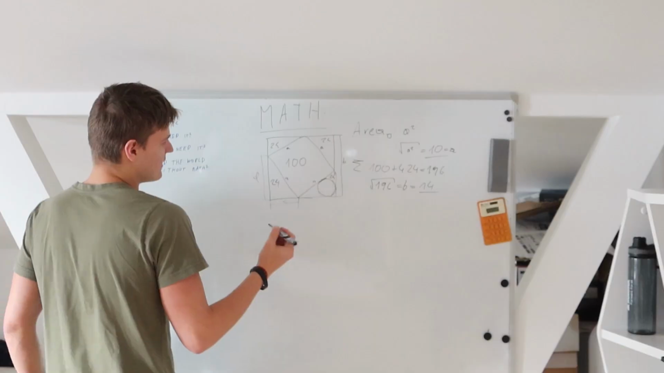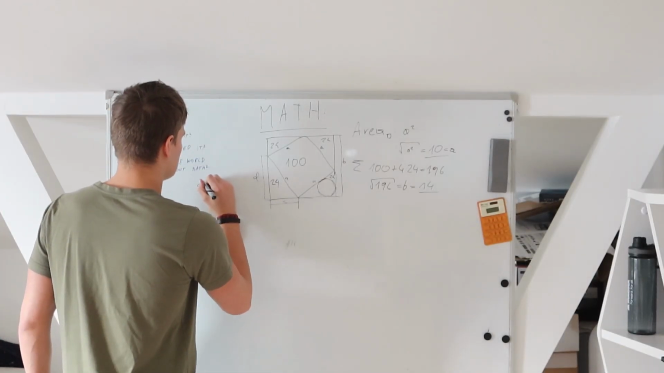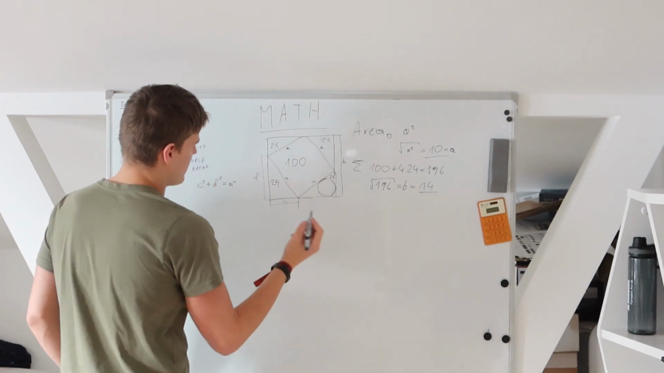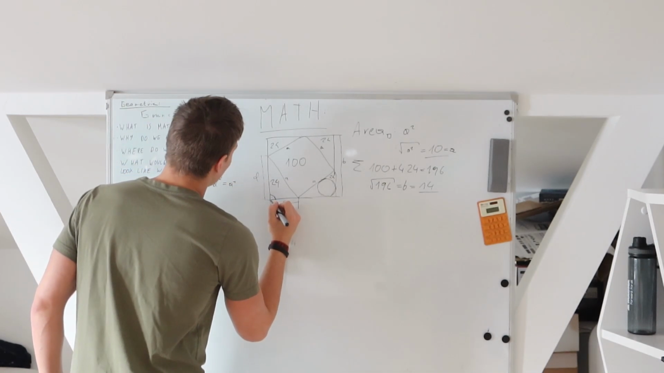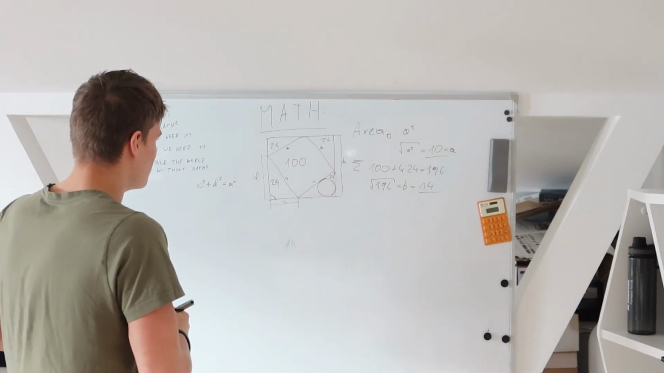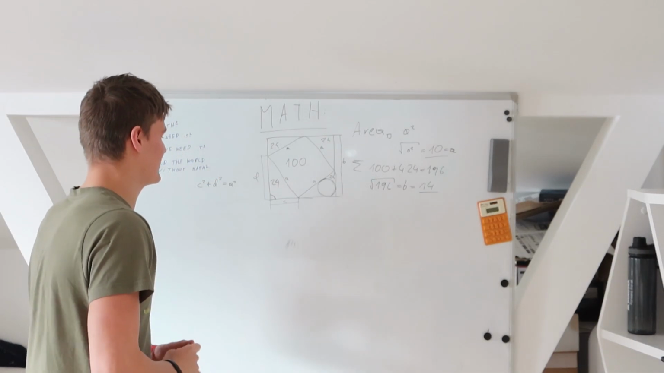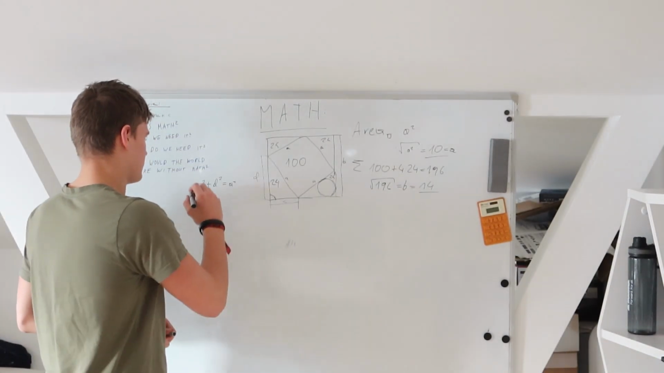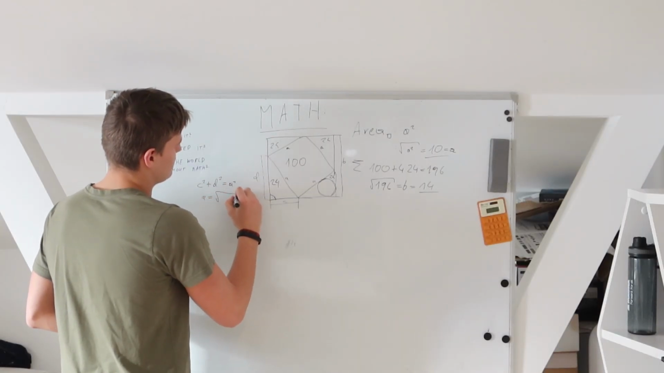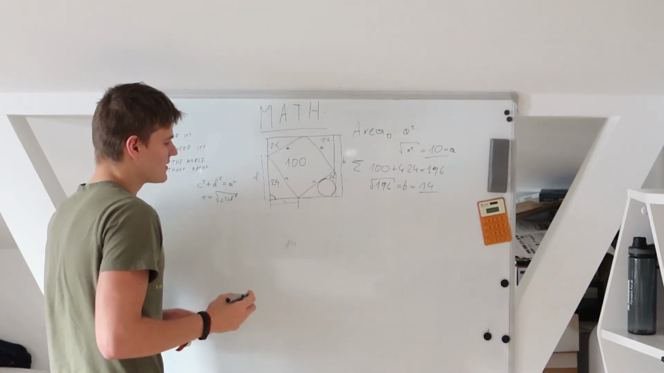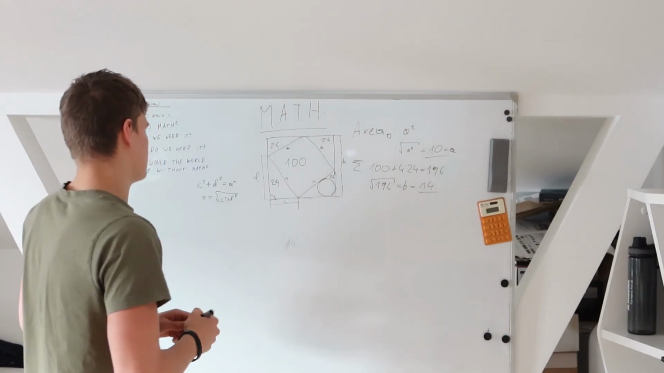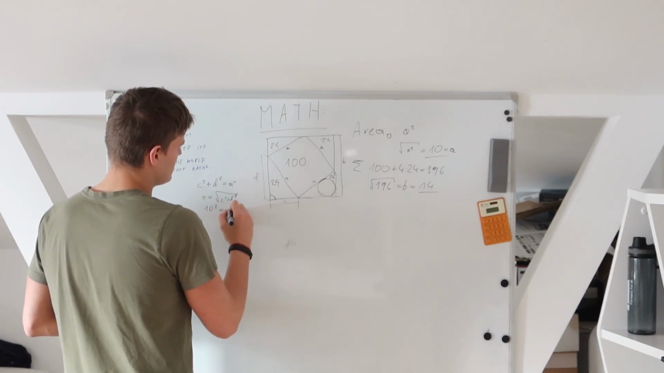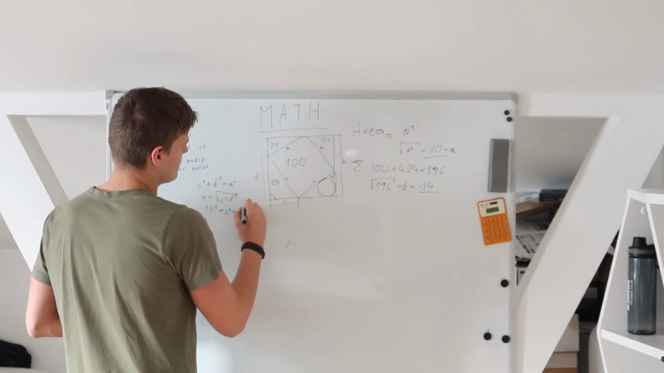So we know that C squared plus D squared is equal to A squared. That's just Pythagoras' theorem: these two sides squared equals that side squared. And of course, if you take the square root, then A is equal to the square root of C squared plus D squared. And we know that A is 10. So we can say that 10 to the power of 2 is equal to C squared plus D squared.